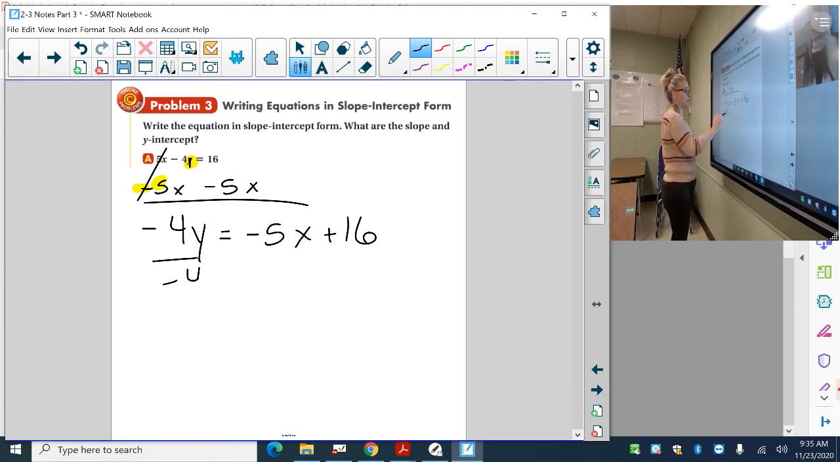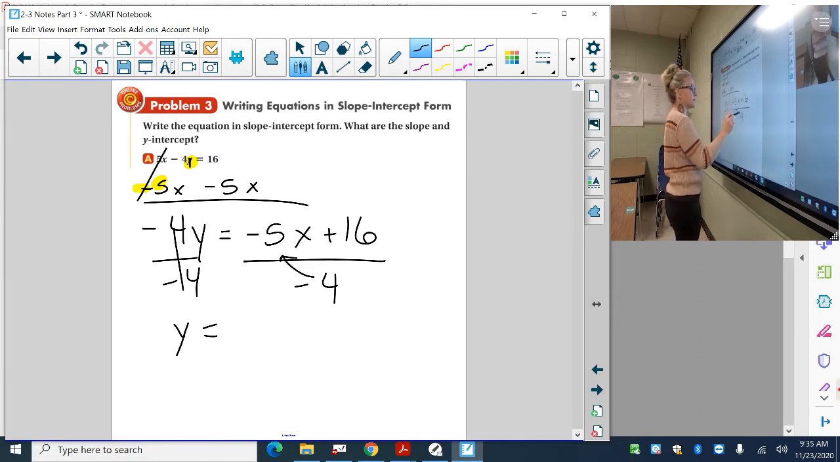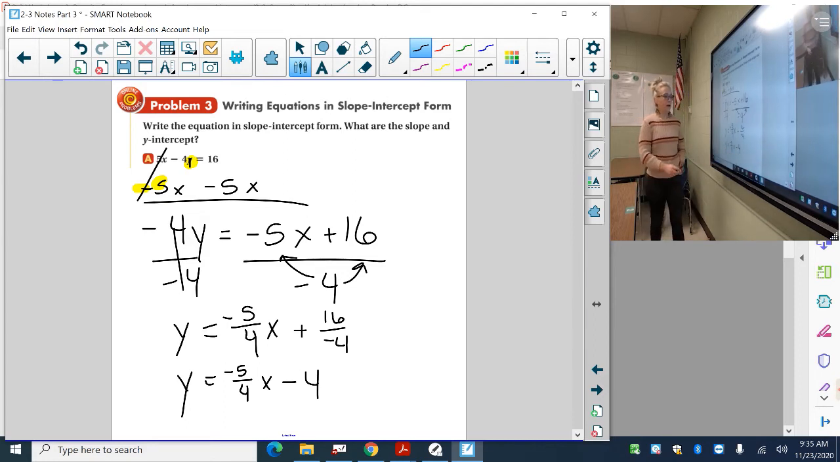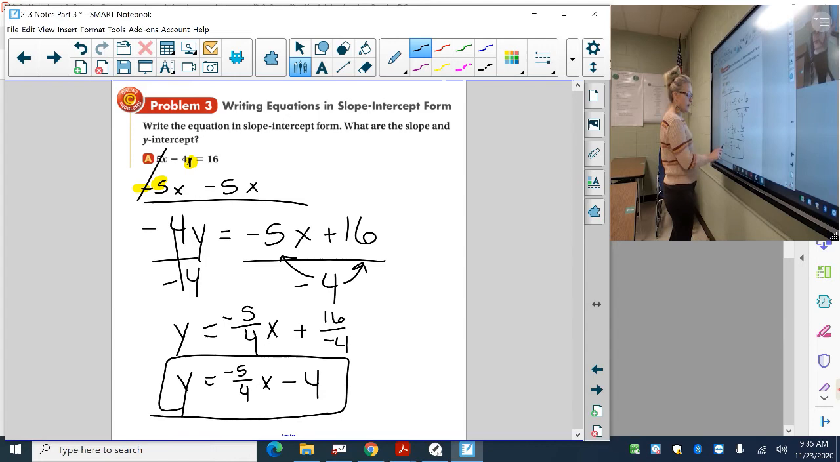Now I'm going to divide by -4. So I have y equals, and now distribute your -4. You must distribute it so it's in slope-intercept form. So I have -5 over 4 x plus 16 over -4. And now simplify. So y equals -5/4 x minus 4. 16 divided by -4 is -4. And there's the equation of my line. y equals -5/4 x minus 4.